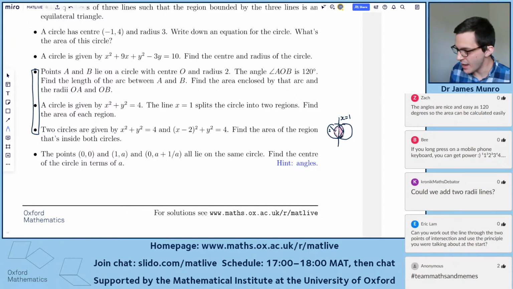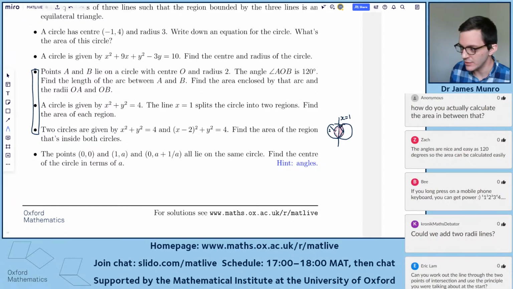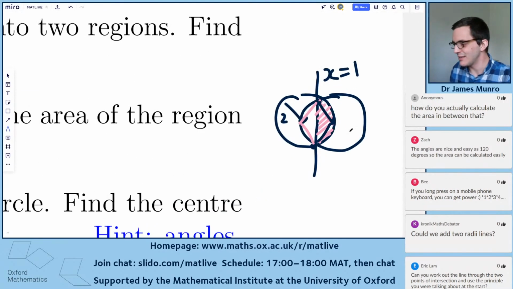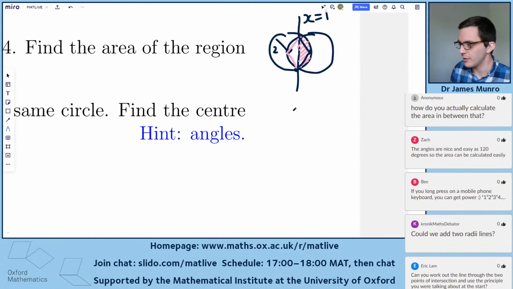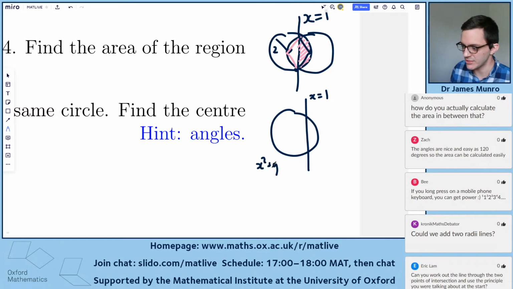So the area inside both circles is double the pink area. I've zoomed out again. Why have I zoomed out again? The area inside both circles is double this pink area. This pink area is just what happens when you have the line x equals 1 crossing the circle x squared plus y squared equals 4. Let's mark it in again. And that's not too bad to work out.